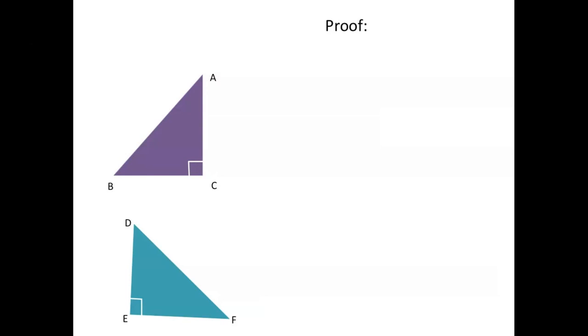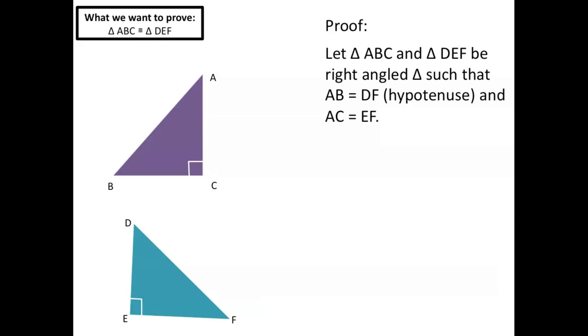Well, let's have these two triangles, ABC and DEF, and we want to prove that triangle ABC is congruent to triangle DEF. And let's assume that we already know that side AB is equal to DF, which are the hypotenuses of both the right angle triangles, and also let's say side AC is equal to EF.